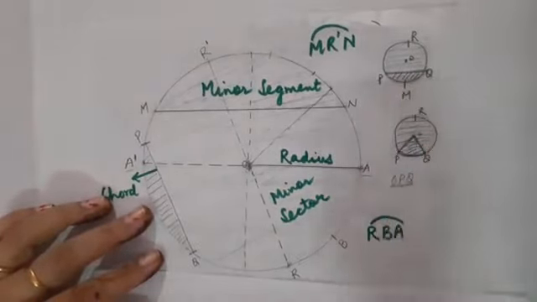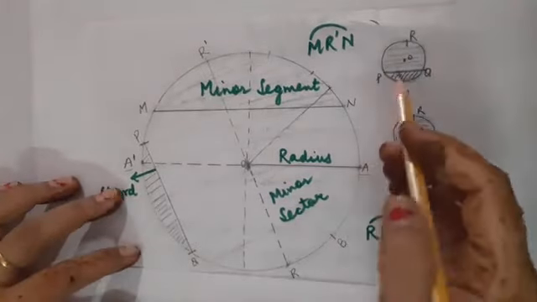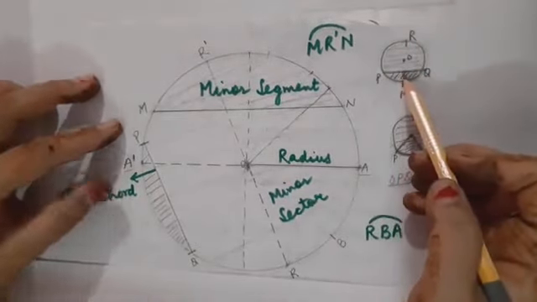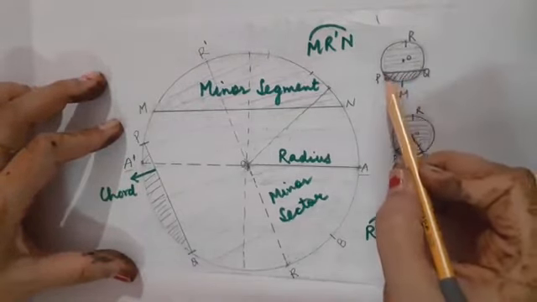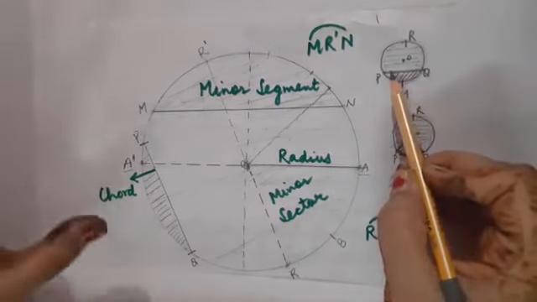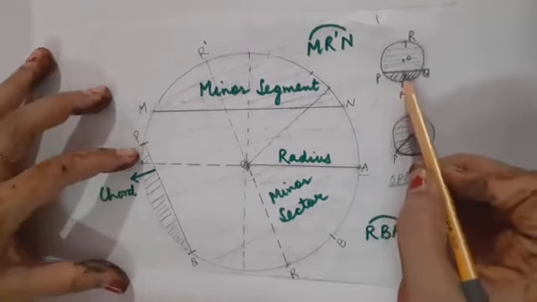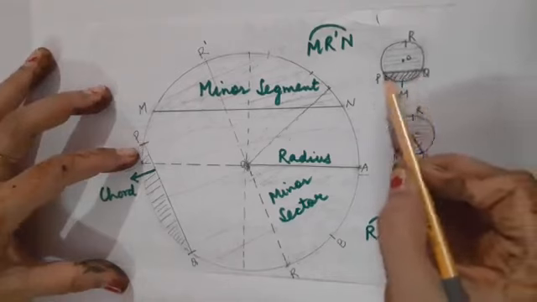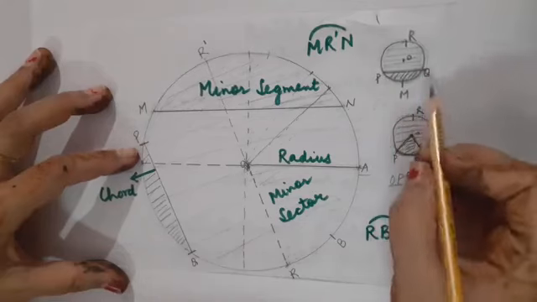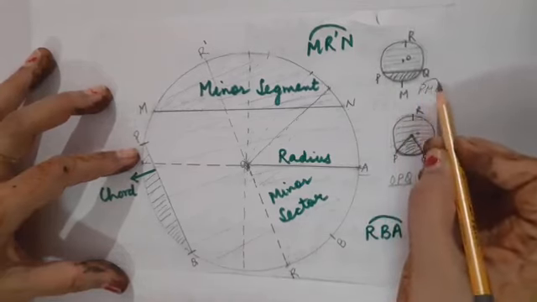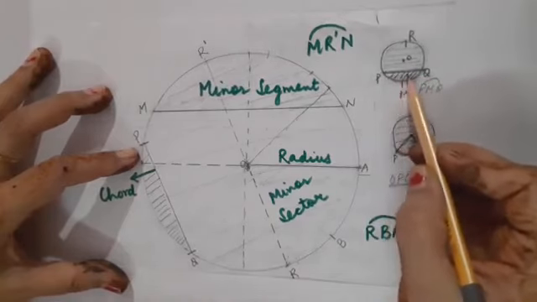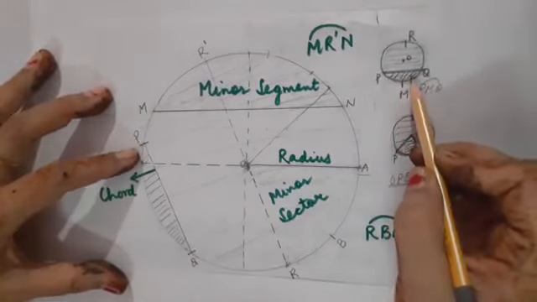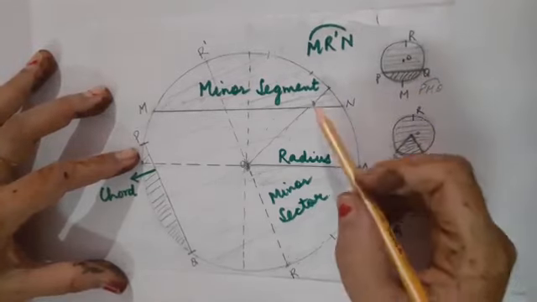Here comes the next topic related to the segment. How to define segment, children? Let us understand the definition of minor segment as well as major segment using this circle. Here you can see, children, what is minor segment? Minor segment is nothing but the region which is bounded by a chord and the minor arc. Here PMQ is the minor arc. So the region which is bounded by a chord and the minor arc is known as minor segment.